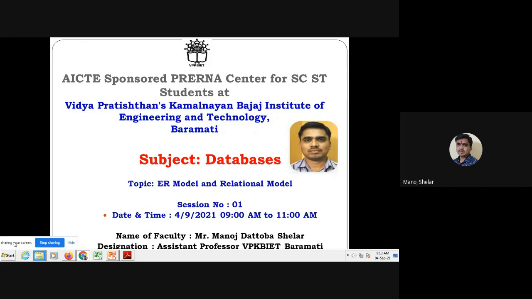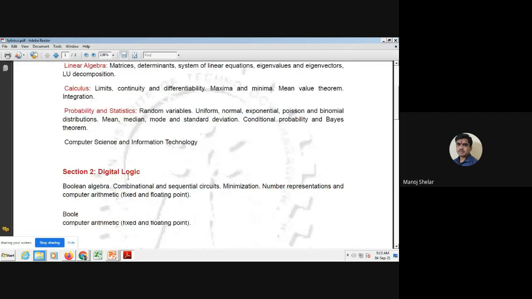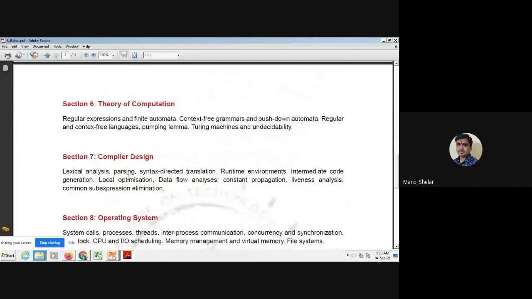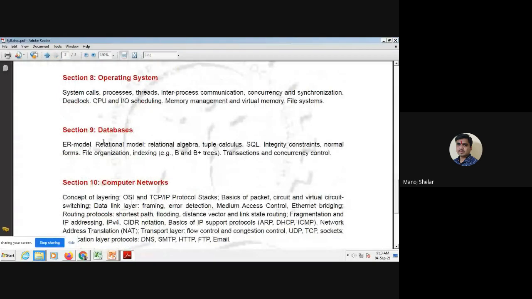And from the GATE exam point of view, the database subject is required, right? So first we discuss some of the GATE syllabus of DBMS, and then actually start the lecture. In the GATE syllabus, databases is one section, and in this section there are about 5 to 6 points.